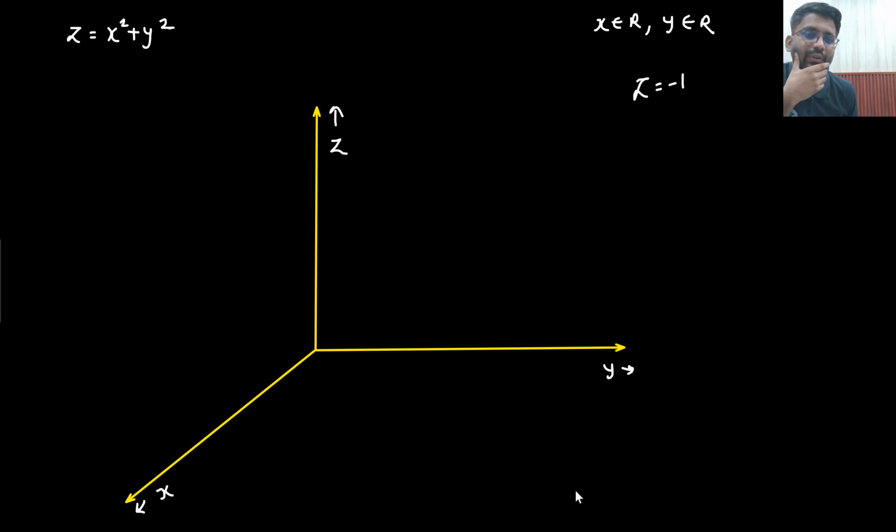Is that understandable to you or not? Yes sir, it has to be real only because there is no other possibility. Z has to be real only and z has to be positive only. It has to be a positive real number. Why is that so? Because x square will be a positive value, y square will also be positive value, so z has to be positive only.